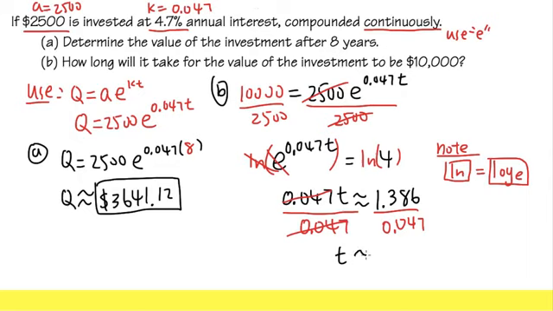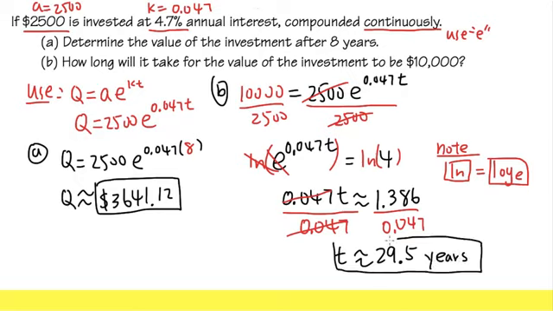And then t is approximately, let me just divide that for you guys. 0.047. I get about 29.495. So I'll just say 29.5 years. In other words, yes, almost 30 years to have your money quadrupled, which is kind of cool. But anyway, that's it.